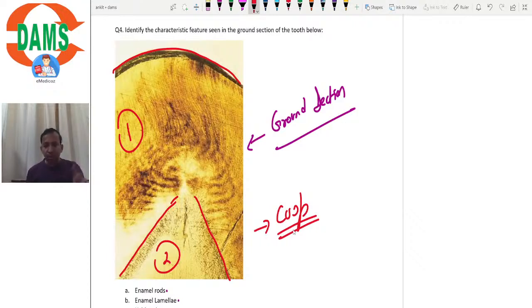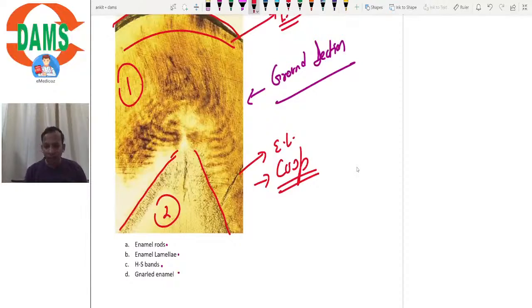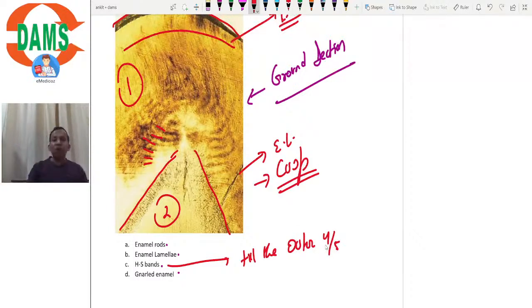Now maybe some of you would say that enamel lamella is seen here, right? And so many enamel rods are also seen here. And probably some of you might confuse these dark and light zones with Hunter-Schrager bands. But Hunter and Schrager bands we have studied, they extend till the outer 4/5, right? They extend for the inner 4/5. Only in the outer 1/5 they are absent. So Hunter-Schrager bands are not seen only in the outer 1/5. In the entire inner 4/5 they are seen.